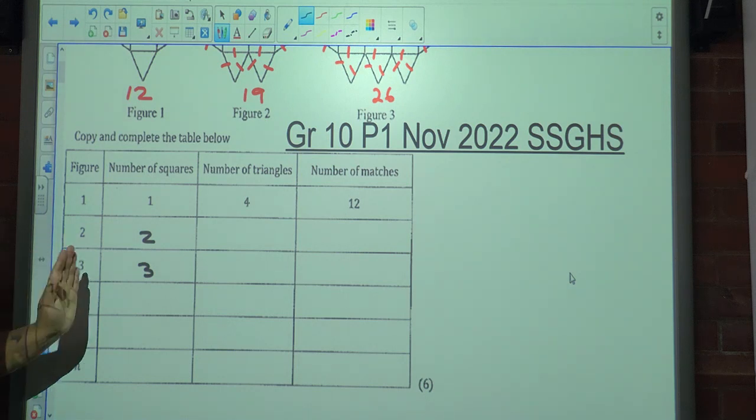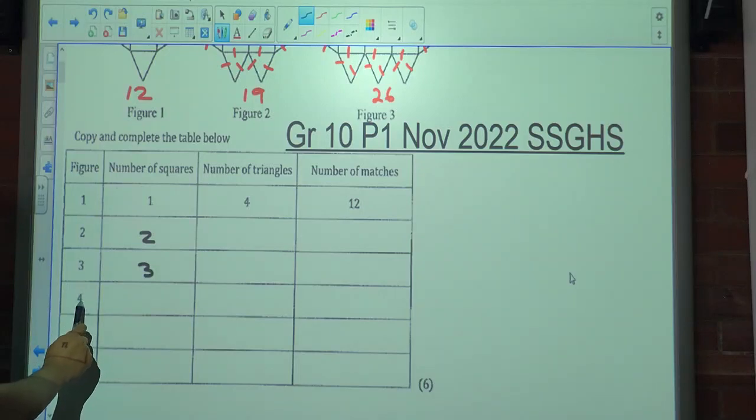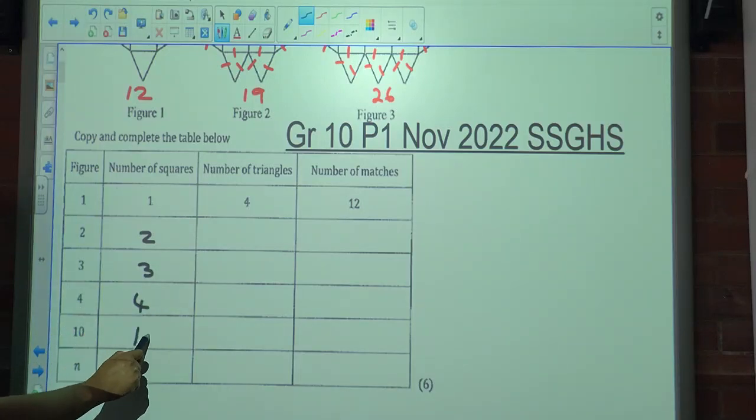So if this follows the pattern, how many squares are going to be here? 4. Here? 10. As you can see, the same as the figure number. If there's n squares. Okay.